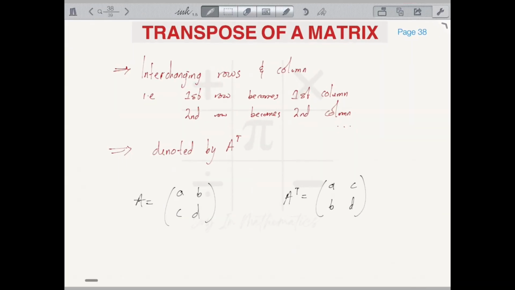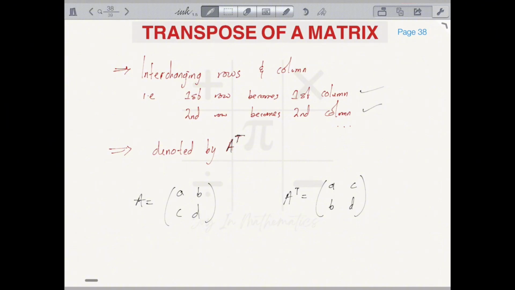Now, we want to discuss another beautiful theorem in matrix, which is called the transpose of a matrix. In the transpose of a matrix, what we do basically is to interchange the rows and columns. So the first row becomes the first column, the second row becomes the second column, the third row becomes the third column, and it continues like that. It is denoted by A transpose.